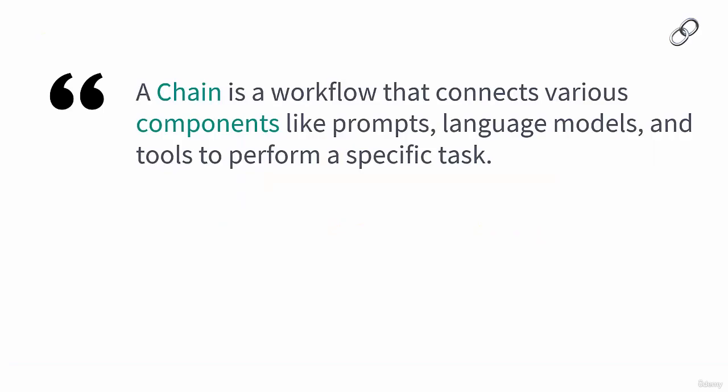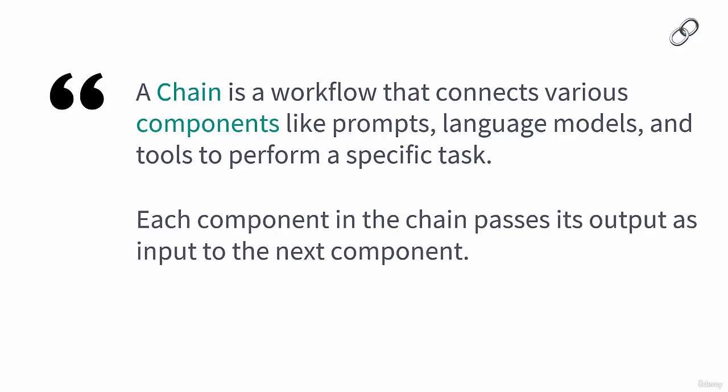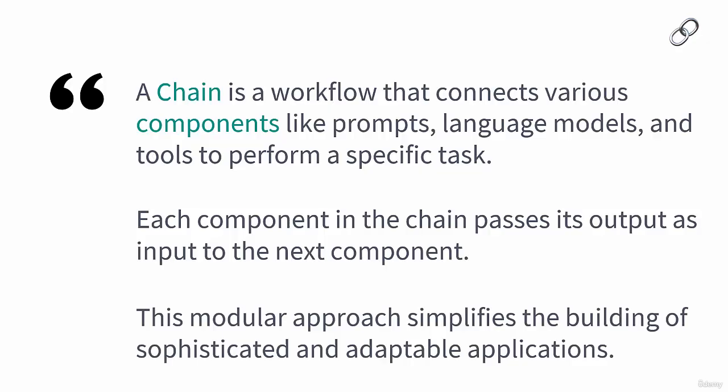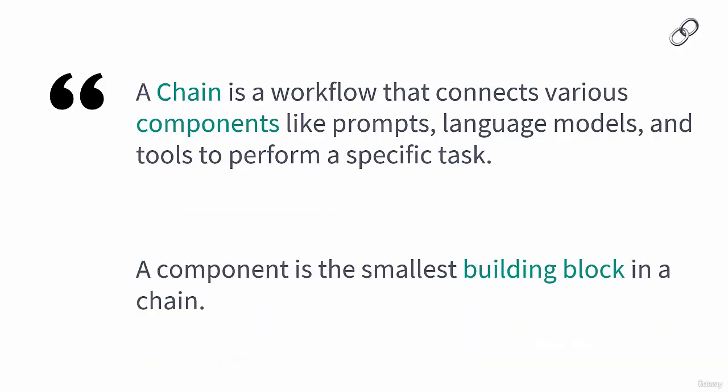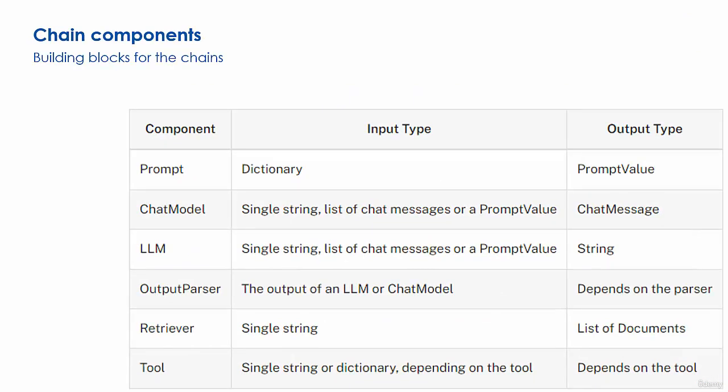Here is a more formal definition of a chain. A chain is a workflow that connects various components like prompts, language models, and tools to perform a specific task. Each component in the chain passes its output as input to the next component. This modular approach simplifies the building of sophisticated and adaptable applications. Now you must be thinking, what is a component? A component is the smallest building block in a chain. Next, I'll go over the commonly used chain components.